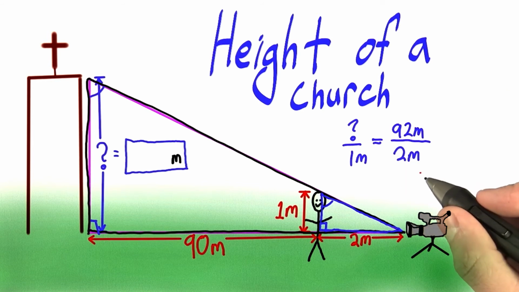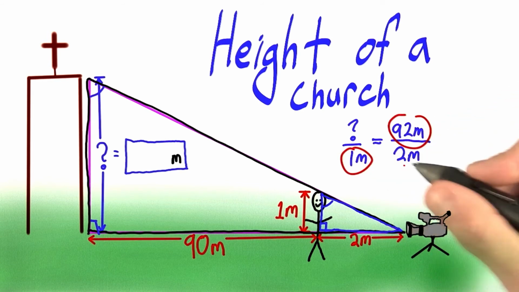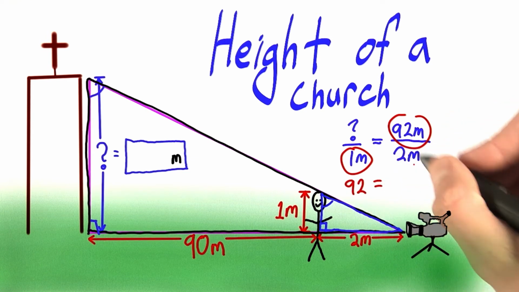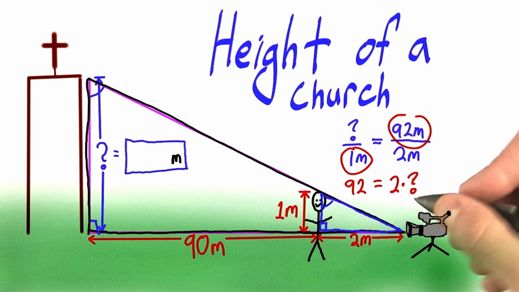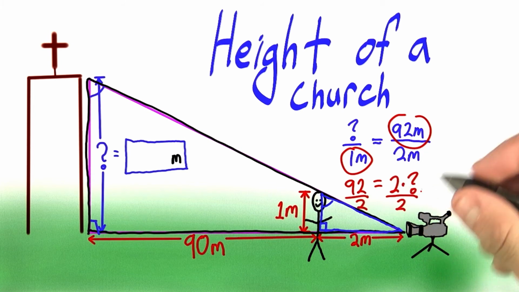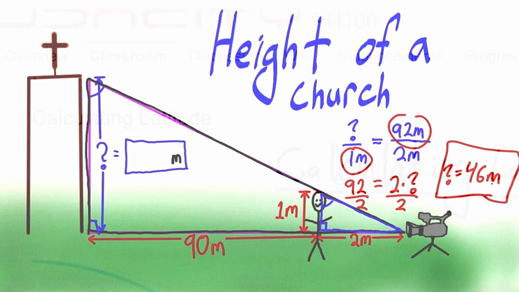Now we learned all about cross multiplication. So if I multiply this guy by this guy, I'll get 92, and that's equal to this times this. 2 times, and I've called my variable question mark. If I divide both sides by 2, I get my answer. The unknown side is 46 meters tall, and that's the height of the church.